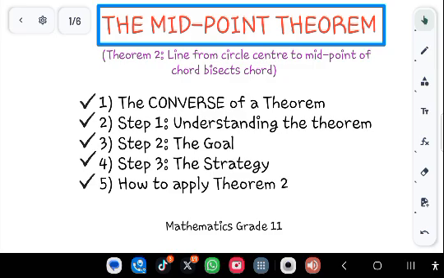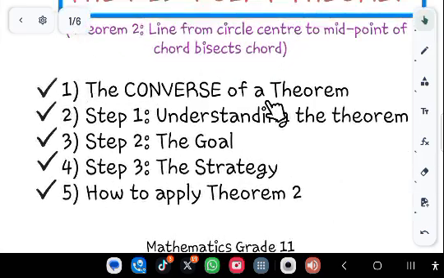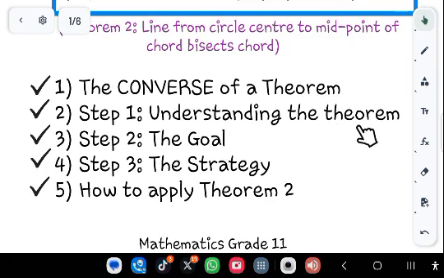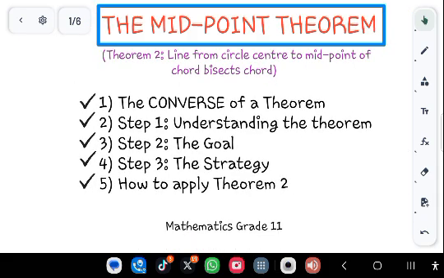We have a lot to cover, so let's start. In summary, we're going to look at the converse of a theorem, what it is and how to explain it, how is it different from a theorem. Number 2, we're going to look at step 1 of proving a theorem, which is understanding the theorem. And number 3, we're going to look at step 2, which is the goal. What is it that we are required to prove. Number 4, we're going to look at step number 3 of the theorem proving process, and that is the strategy. And number 5, we're going to look at how to apply theorem number 2 in examples or when you're proving another theorem.